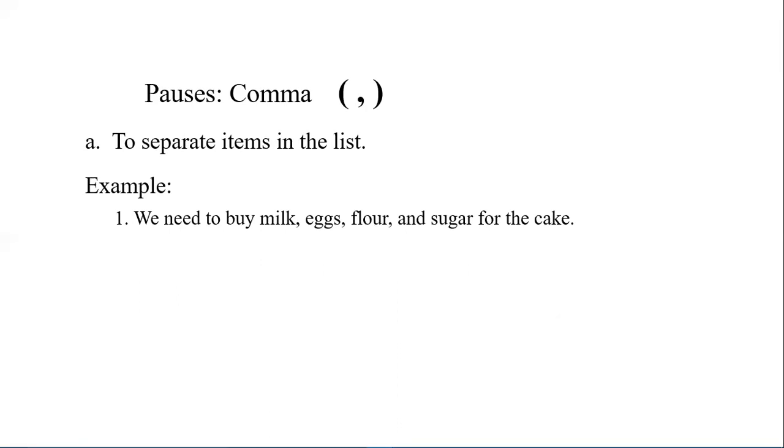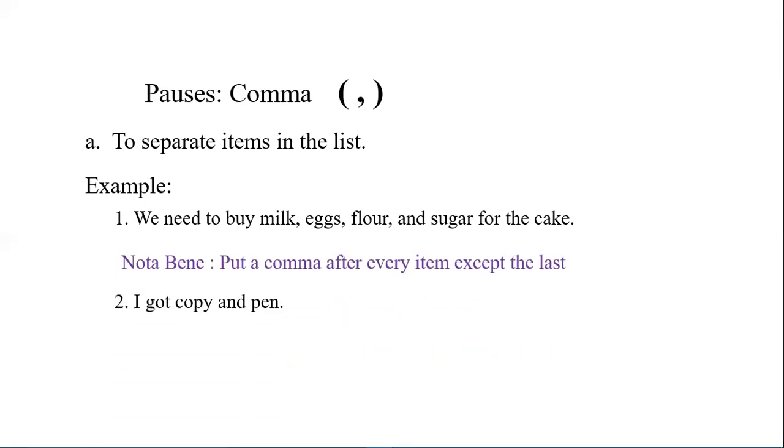Now, a very important topic, and most learners make mistakes in using the comma. The first criterion to use the comma is to separate items in a list. We need to buy milk, eggs, flour, and sugar for the cake. Here I have written a nota bene: put a comma after every item except the last. I got a copy and pen. If we see two nouns, we shouldn't put any comma. We can use only and.